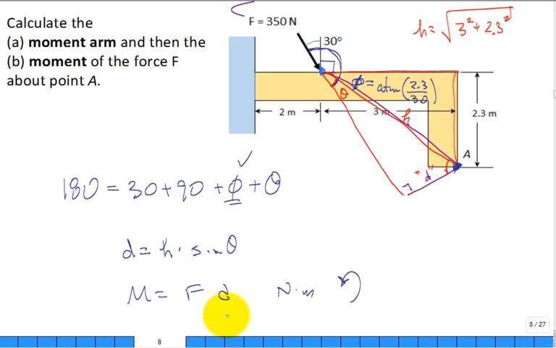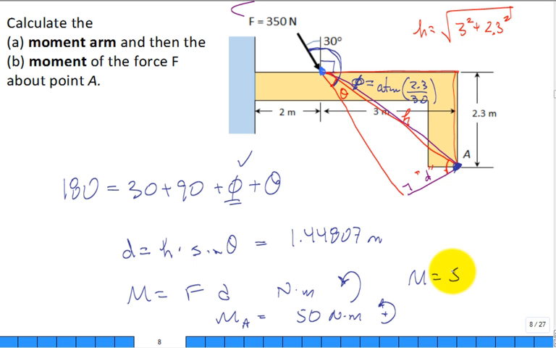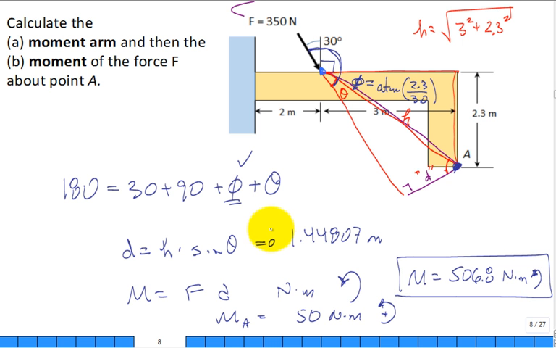Sometimes the book will put, let's say this moment around point A would be negative 50 Newton meter, and this is the positive sense of rotation, which means because of that negative sign, it's in the opposite direction. Okay, for this problem, D comes out to be 1.44807 meters, and then the moment is 506.8 Newton meter positive in the counterclockwise direction. So put D is equal to, there you go.